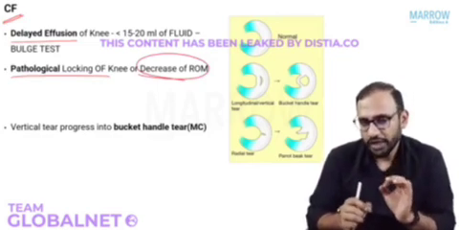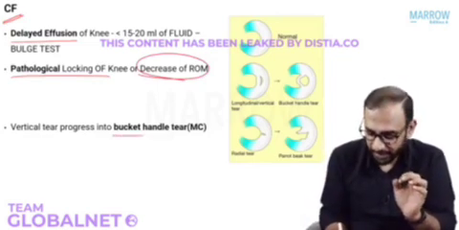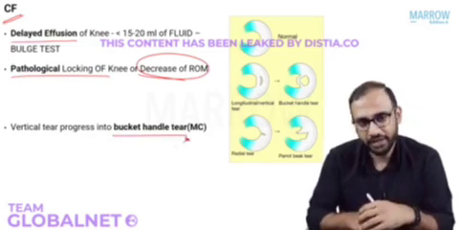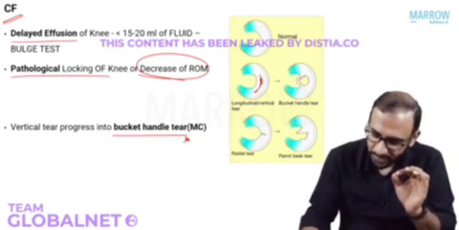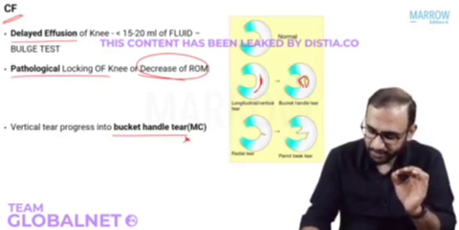Now, what is the most common type of meniscal tear? Bucket handle tear. What happens is the partial tear of the meniscus will start spreading and give you a bucket handle tear.